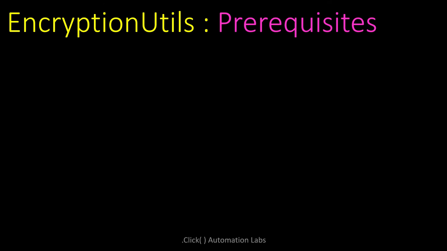So to avoid such kind of sensitive information misuse, I have come up with a utility called encryption utilities. This utility will help us to encrypt your test data, and you can only decrypt it within your test scripts, so that your test scripts don't have any direct passwords or any direct credentials. Instead, you are encrypting them and using that in your test scripts.